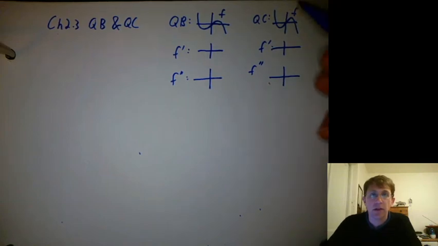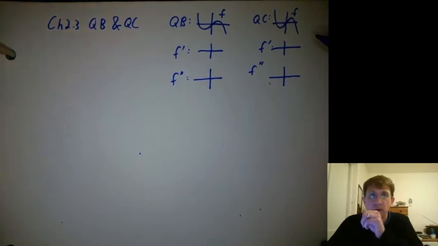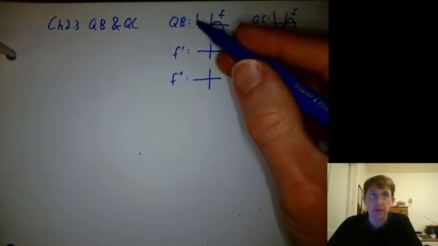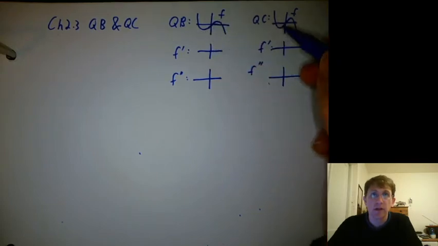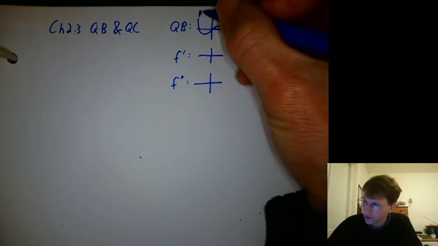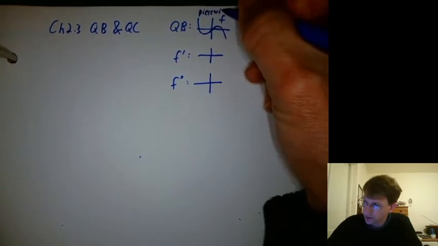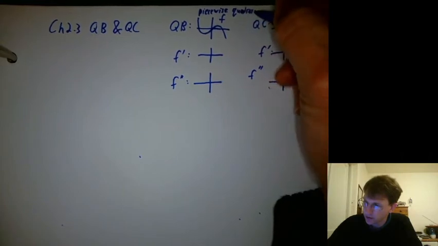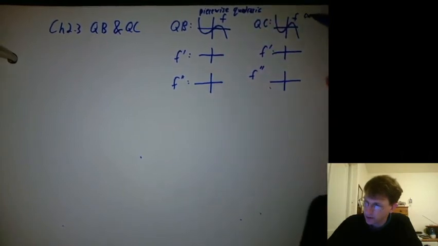Let's take a quick look at a problem from the chapter 2.3 homework. That was where we were learning basic polynomial rules. Question B gave us a piecewise polynomial that looked like this. And question C gave us a cubic that looked like this. We'll say piecewise, this was a piecewise quadratic. And this was just a plain cubic.